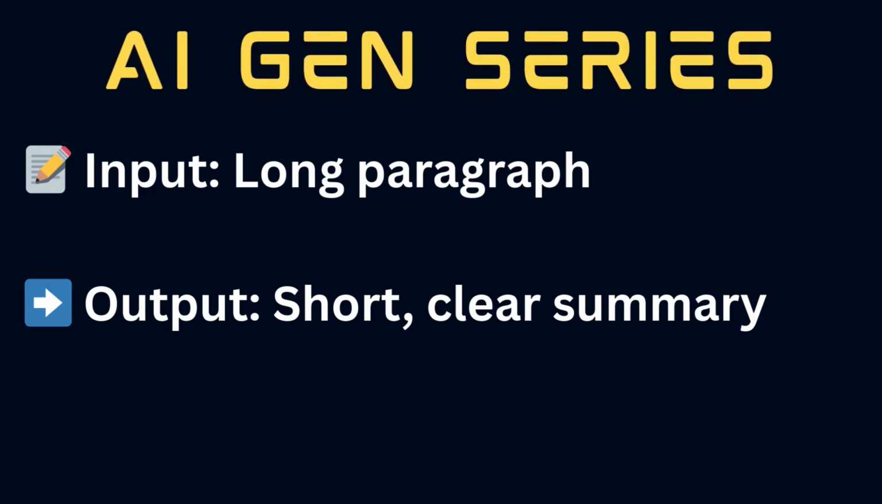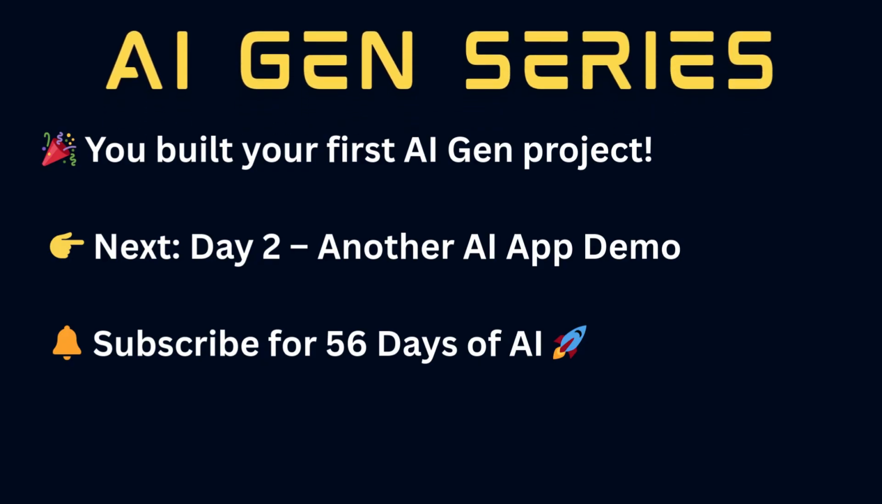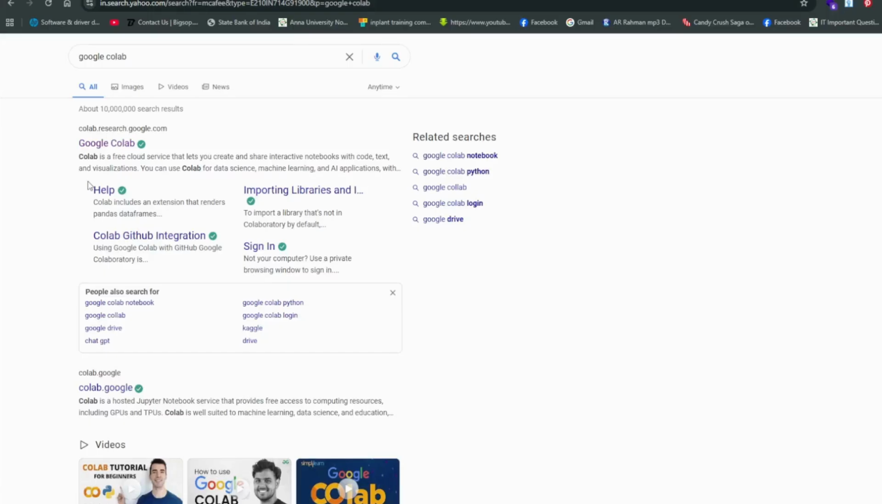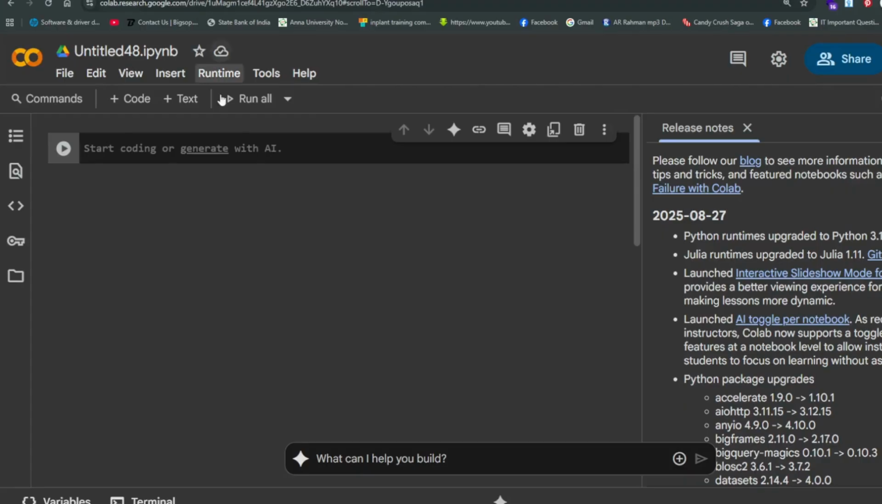Demonstration: we are going to input a long paragraph and you can see the output. It will be a short and clear summary. Now let's test it with a sample article. The model will generate a short summary in just seconds. Watch closely. Now let us go to Google Colab and we'll see the notebook.